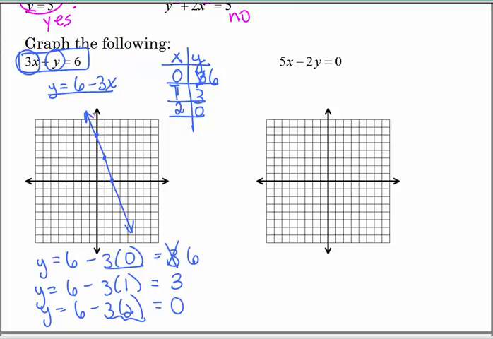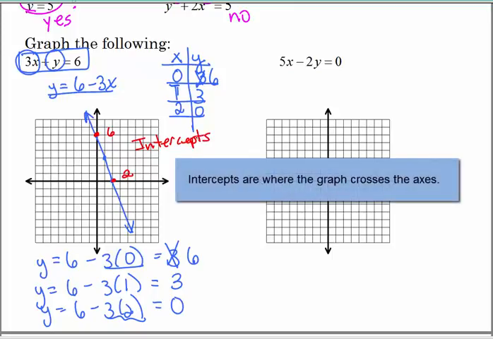Now, another thing I want you to notice is that it crossed the y-axis at 6 and it crossed the x-axis at 2. Those are called intercepts. Intercepts are where the graph crosses the two axes. Let's look at this one.